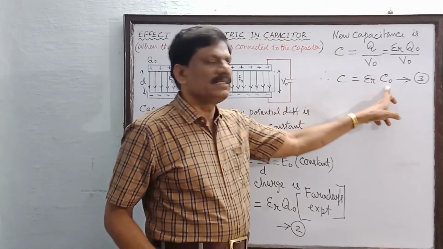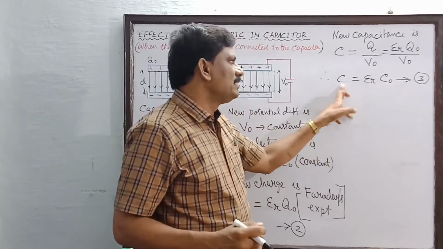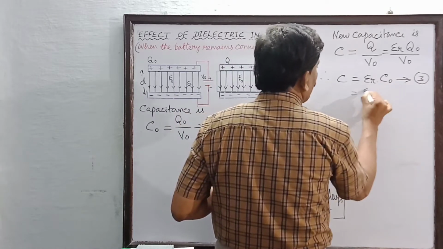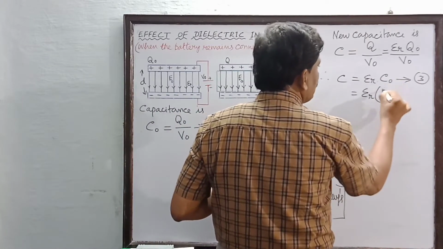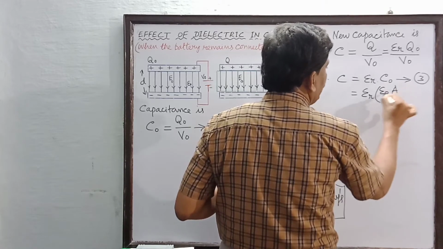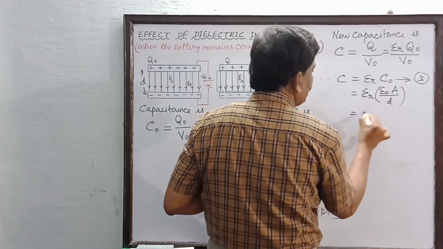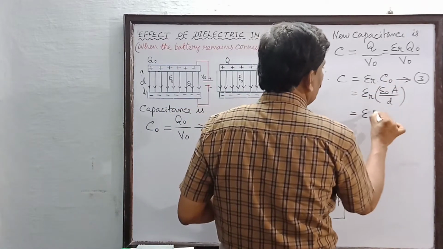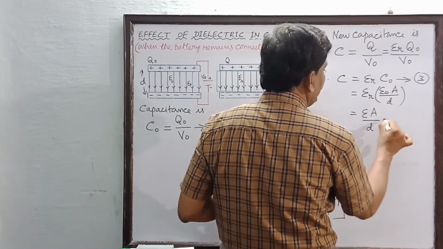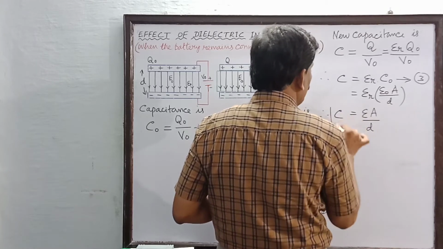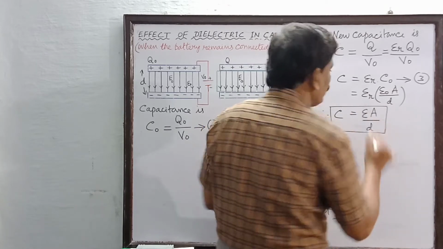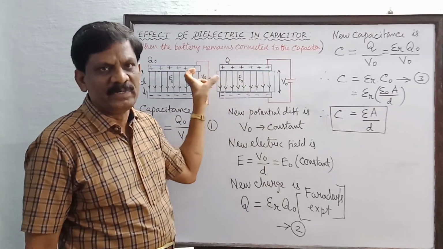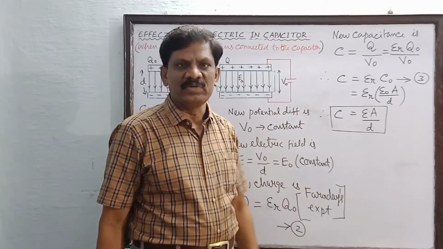So this C naught is that of an air capacitor and C is the dielectric capacitor. So I can substitute: C is equal to epsilon R into epsilon naught A divided by d, and the product of epsilon R and epsilon naught is equal to epsilon. So C is epsilon into A divided by d. This is the new capacitance after the introduction of the dielectric. So the dielectric is occupying the entire space between the two plates, and only then is this equation permitted.